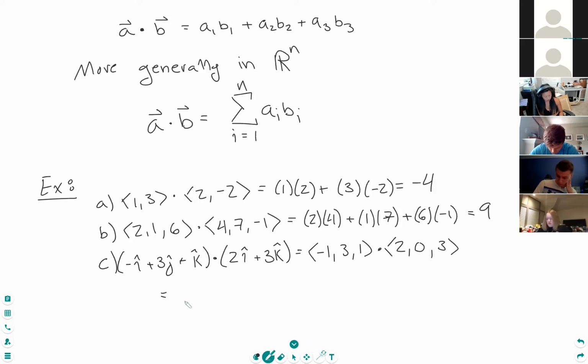So now when I do this dot product, I get -1 times 2 plus 3 times 0 plus 1 times 3, and that leaves me with a value of 1.